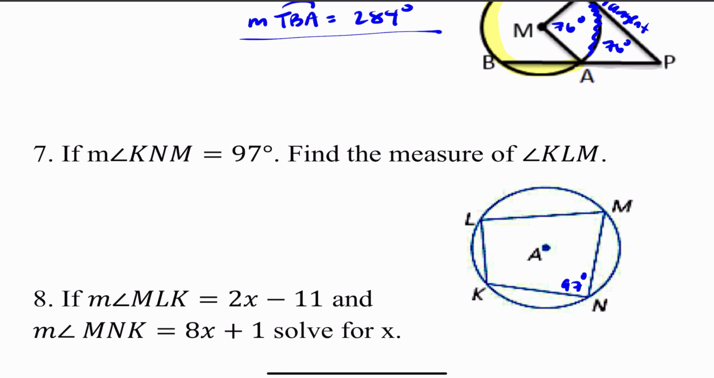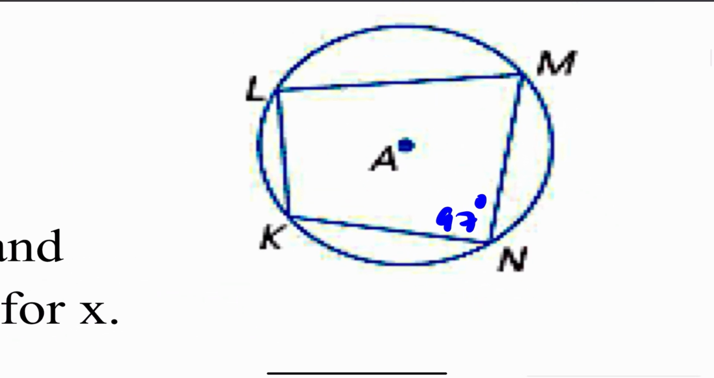Okay, so we have a quadrilateral. One of the theorems that we discussed in class is that if you're given a quadrilateral inscribed in a circle, then its opposite angles are supplementary. Meaning you take these opposite angles, add them together, and set it equal to 180 degrees. L and N are opposite angles, so you're going to add those angles and equal that to 180 degrees.